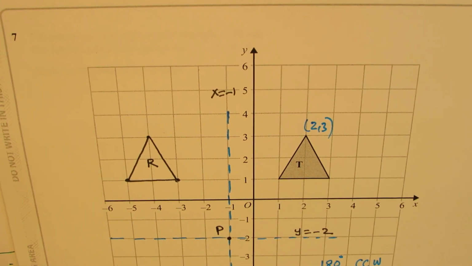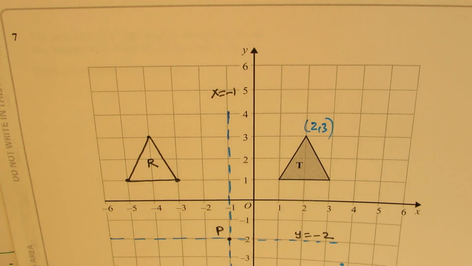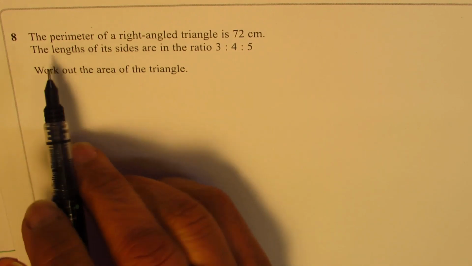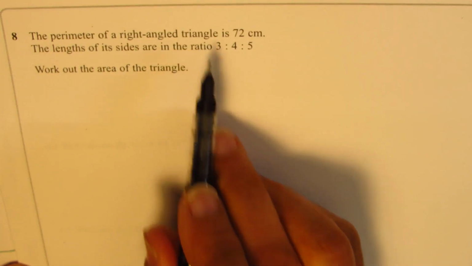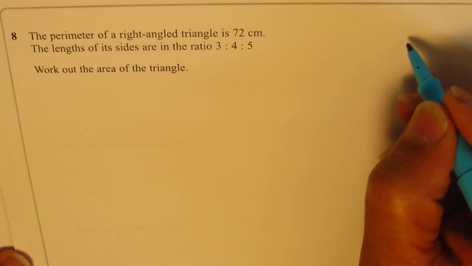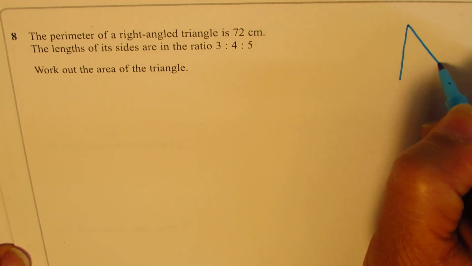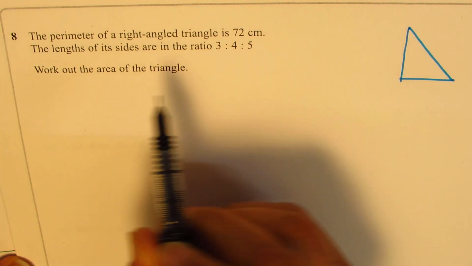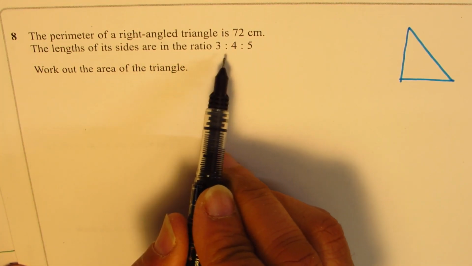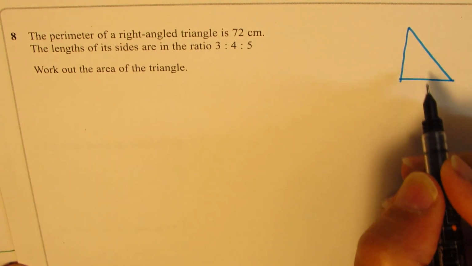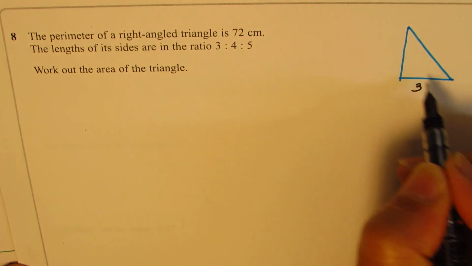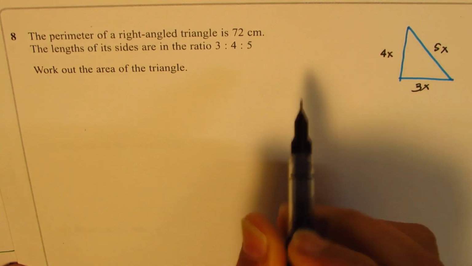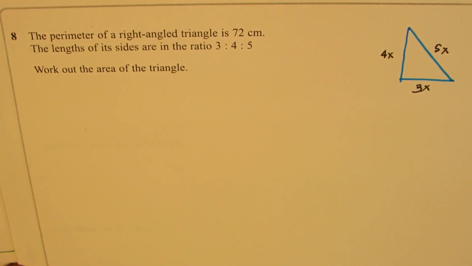Perfect. Let's move on and take the next question, which is question number 8. It says the perimeter of a right angle triangle is 72 centimeters, right? So we have a right angle triangle whose perimeter is 72 centimeters. The length of its sides are in the ratio of 3:4:5, right? So we have, let's say, 3x, 4x, 5x. Work out the area of the triangle.